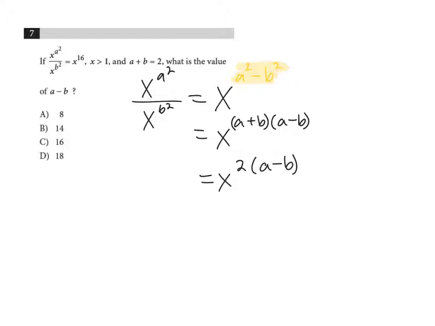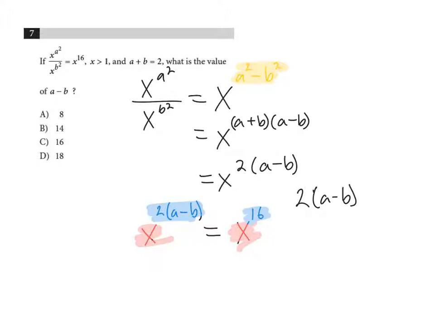Now let's bring in the other side of the equation. So we've got x to the 2 times a minus b. Well, that side is going to be equal to x to the 16th. We know the bases are the same. Therefore, the exponents must be equal. All right, so we just need to set up a new equation where 2 times a minus b equals 16. So then a minus b must equal 8.